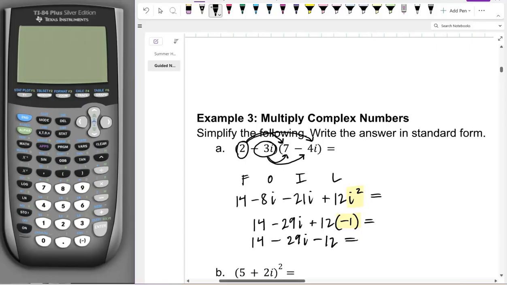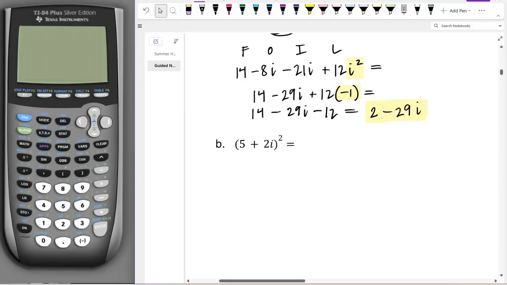And now we have another real number here, so it needs to combine with the other real number, 14. So 14 and negative 12 combine to make positive 2. And then we'll put our imaginary number second, minus 29i. That's your final answer for this one.